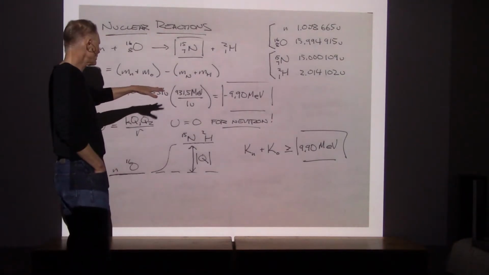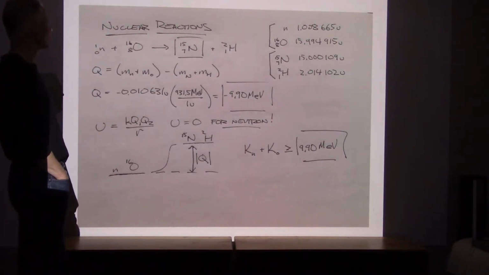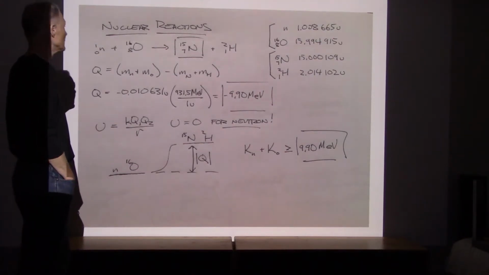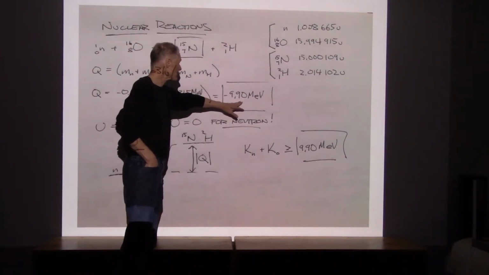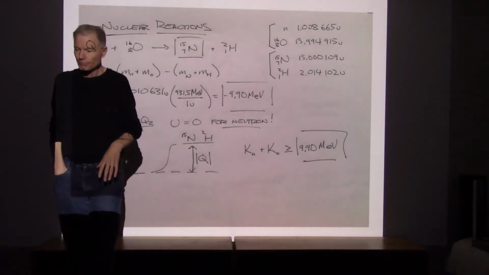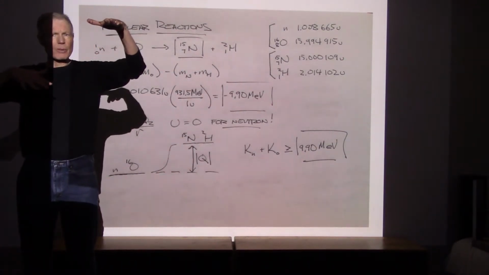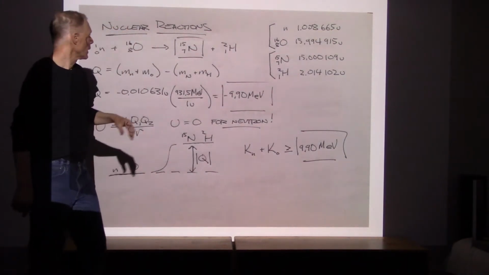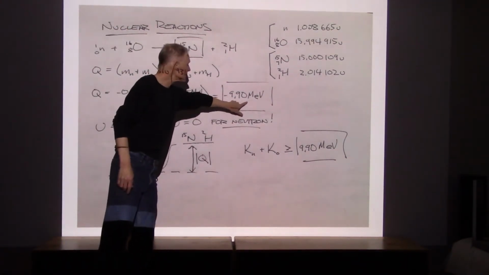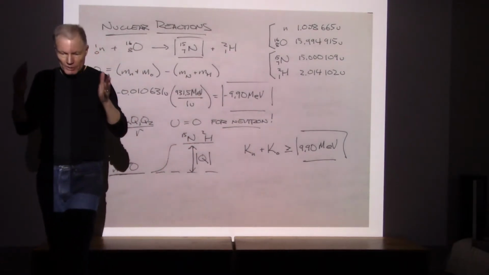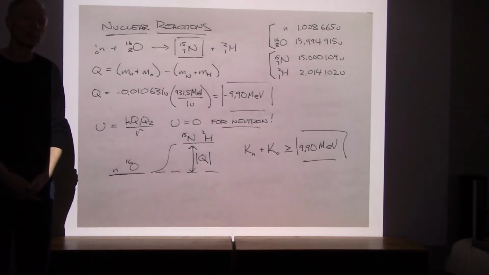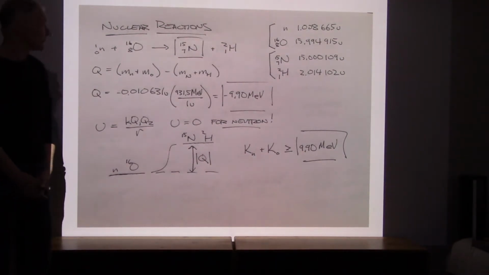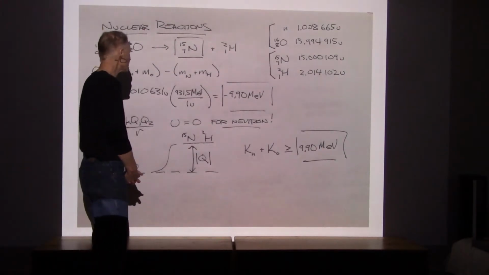So in fact, I double checked my numbers. I checked this several times. I think this is right, but this is a large amount of difference. So in this problem, we've got to create something with a lot more mass. We're going to need 9.90 MeV of kinetic energy in order to have this reaction take place. That's a really lot of kinetic energy for one of these reactions.